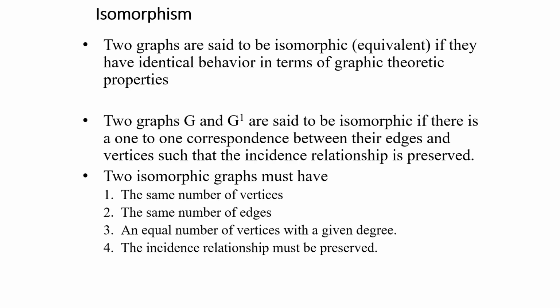Next we can see what is meant by isomorphism in graphs. Two graphs are said to be isomorphic or equivalent if they behave identically in terms of graph theoretical properties. Two graphs G and G' are said to be isomorphic if there is a one-to-one correspondence between their edges and vertices such that the incidence relationship is preserved. That is, two isomorphic graphs must have the same number of vertices, the same number of edges, and an equal number of vertices with a given degree, and the incidence relationship must be preserved.